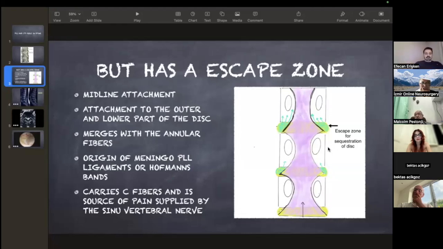It doesn't mean that you go and do the surgery from the left, do it from the right only. Removal of the proper discal material, the stretch and pull on the meningovertebral ligament will disappear, patient's pain will be relieved. So understanding PLL pathology, the fact that it carries C fibers, it is a source of pain, that it is supplied by the sinuvertebral nerve, it needs to be looked at in greater detail.